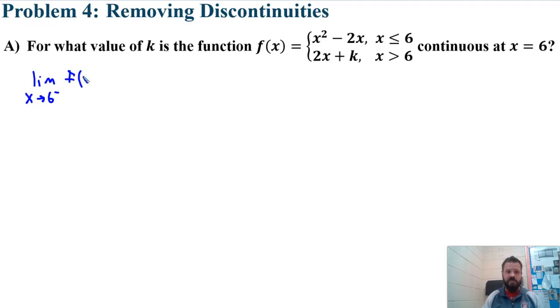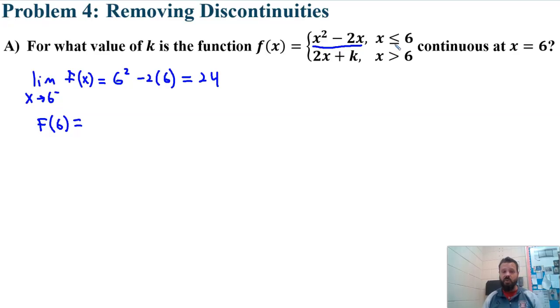of f of x is equal to, just substitute the 6 into this rule. That'd be 6 squared minus 2 times 6. All right, so 36 minus 12 is going to give us a 24. Now that's actually also equal to f of 6, since that has the top rule for less than or equal to 6 as the or equal to. So that's just 24 as well.